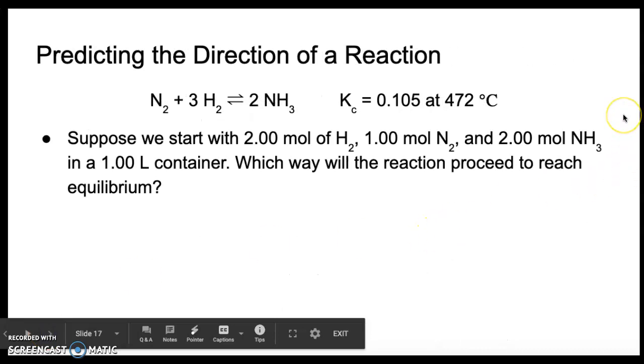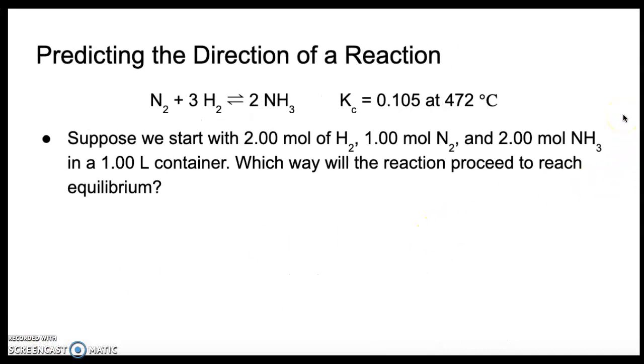All right, now, really importantly, we are not always at equilibrium, and it's important to be able to figure out, based on a certain set of conditions, what's going to happen to the reaction to get to equilibrium. Right? If we're not already there, how do we get there? All right, and so taking a look at this, if we have nitrogen gas plus hydrogen gas going to ammonia, NH3, we can see that the equilibrium constant for that reaction is 0.105 at 472 degrees Celsius.